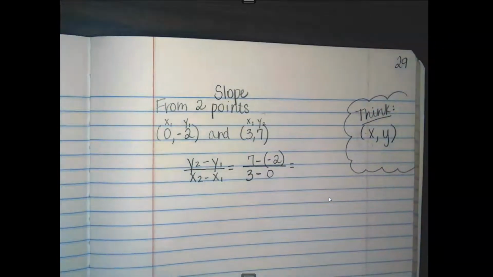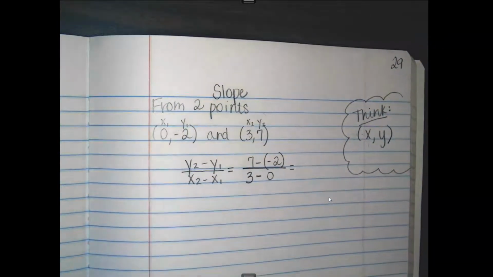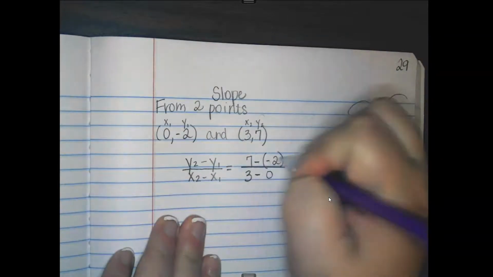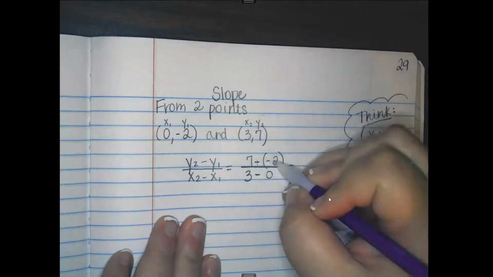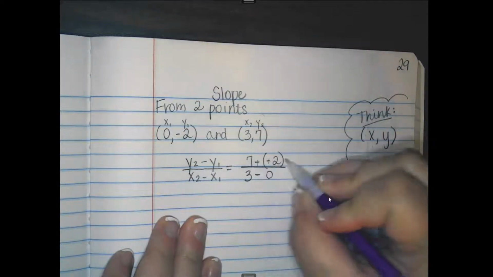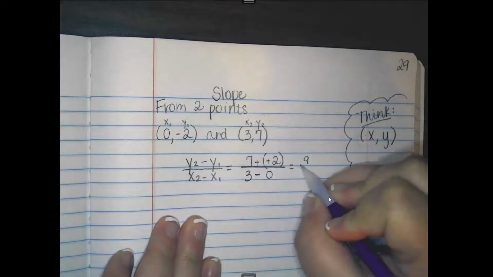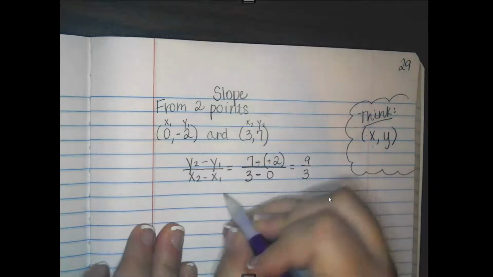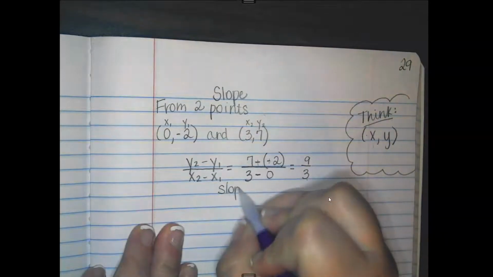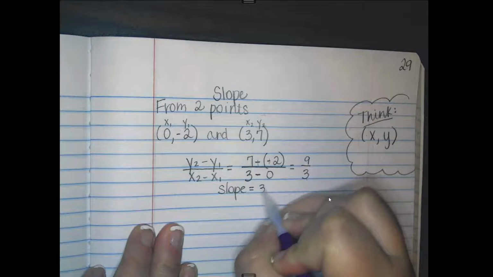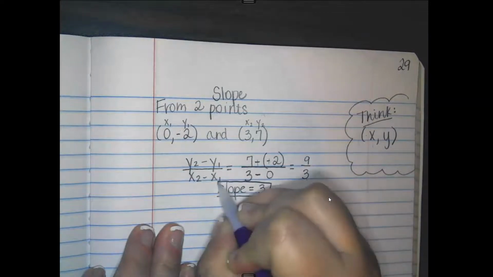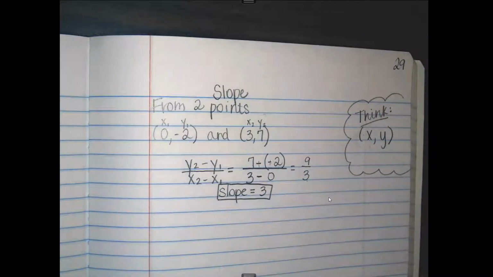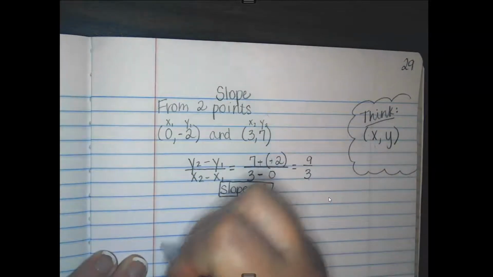So I'm going to subtract these. So 7 minus a -2, so I'm going to add a line, change the sign, is 7 plus 2, which is 9. 9 over 3. So my slope equals 3. Let's look at another example.